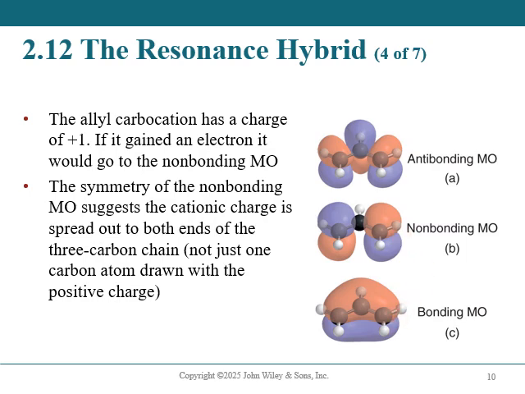electron. The symmetry of the non-bonding molecular orbital suggests the cationic charge is spread out to both ends of the 3-carbon chain, not just one carbon atom drawn with the positive charge. So it's much more messy than the drawings we've been doing would lead you to believe. That's an important point. You have to keep that in mind.